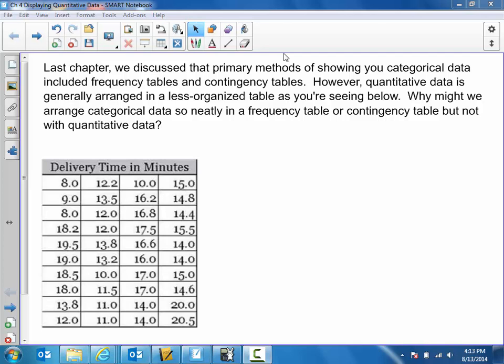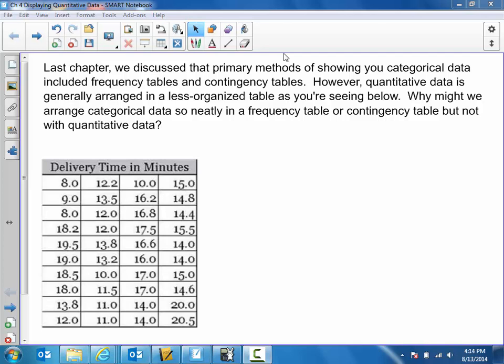In Chapter 3 we talked about ways to graph or display qualitative data. Those could be bar charts and pie charts versus contingency tables and data tables or frequency tables. Now we're going to look at how we can graph quantitative variables and the data from quantitative variables.